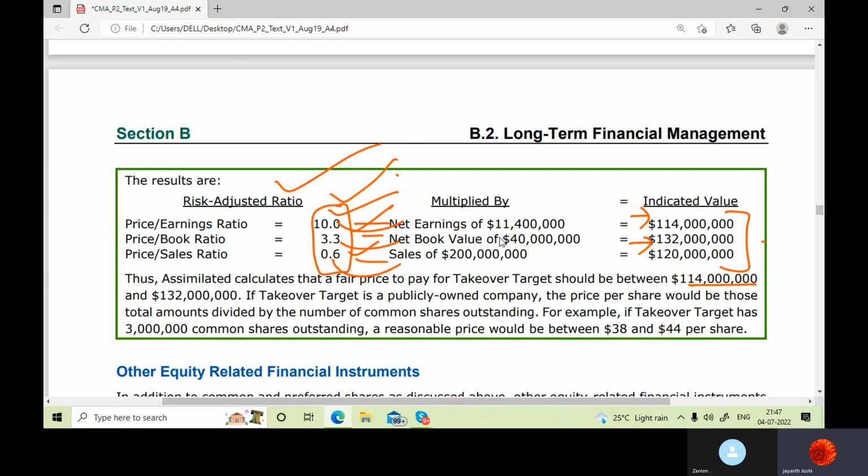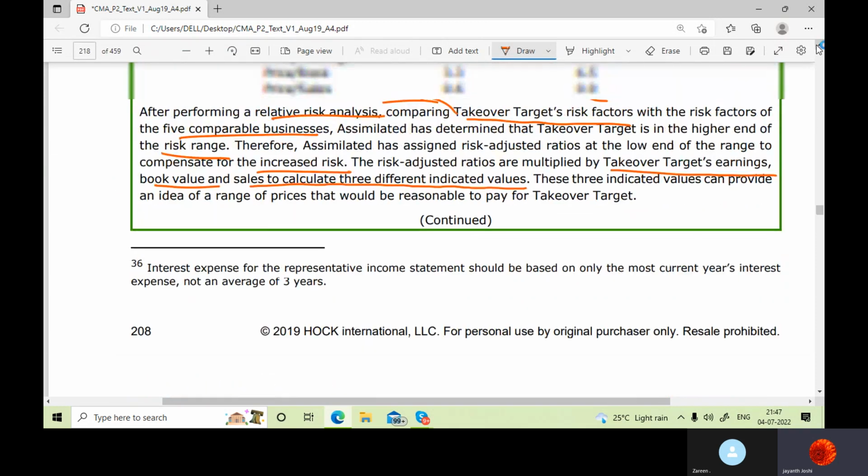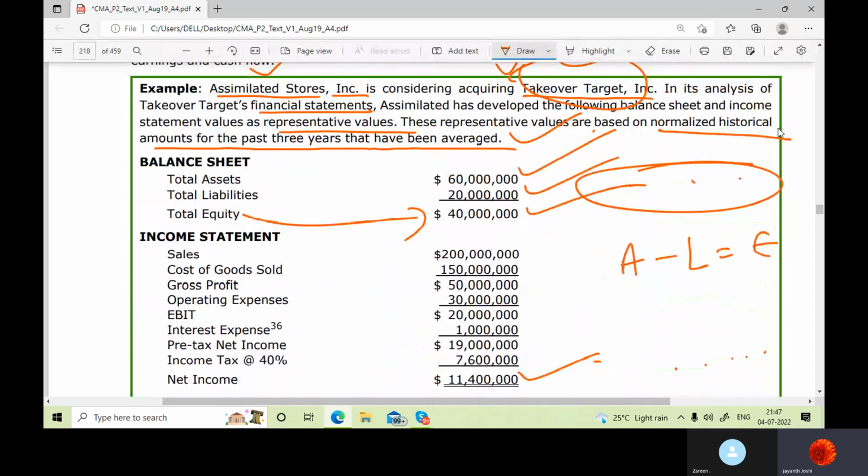So now we will find out the stock price. This much is the common shares outstanding. So we will divide this 114 and 132 by this particular number of shares, and we would get the reasonable price for the takeover target, the highest and lowest price, the range. It can be between them. Please calculate and do this. We'll move forward. The only thing is you should have these representative values, which are nothing but the average values of 3 years.